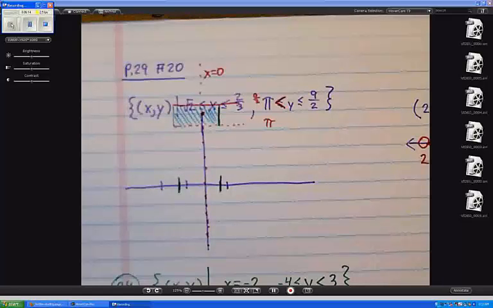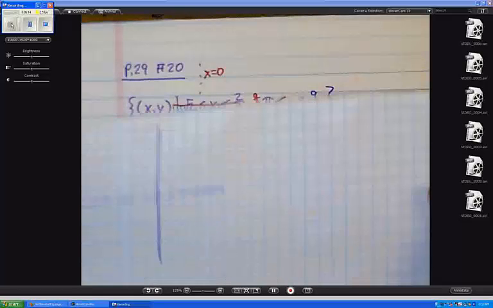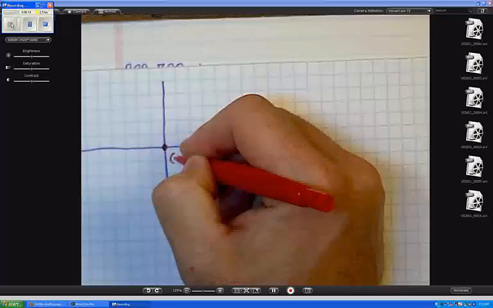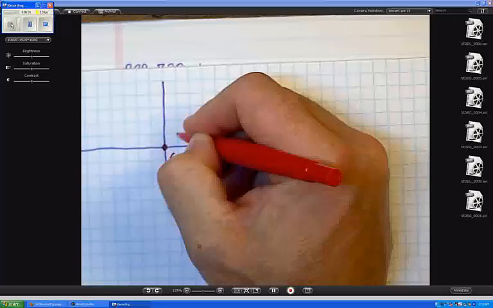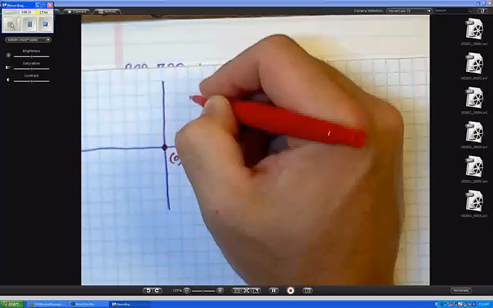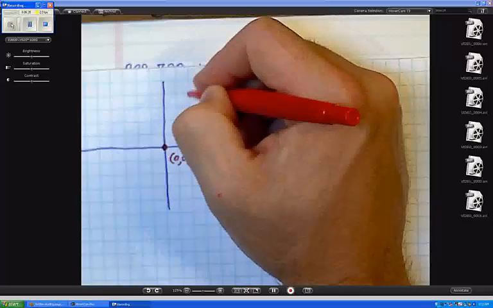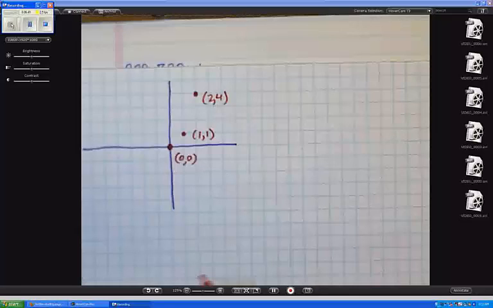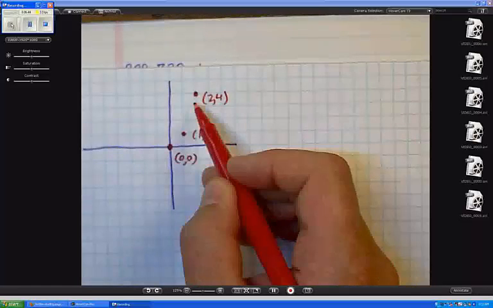Whereas, when I was over here, and I was talking about the points, let's see, I had 0, 0, and I had 1, 1, and I had 2, 4. And then some people said, hey, I know a rule for that. This is a function because each input has exactly what? One output.